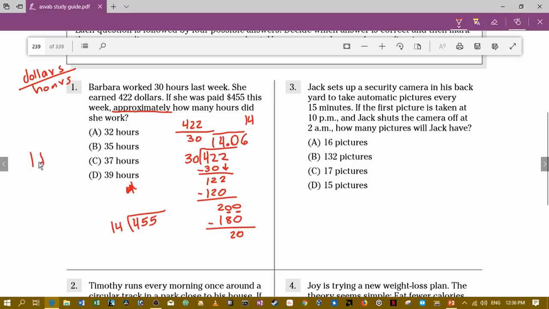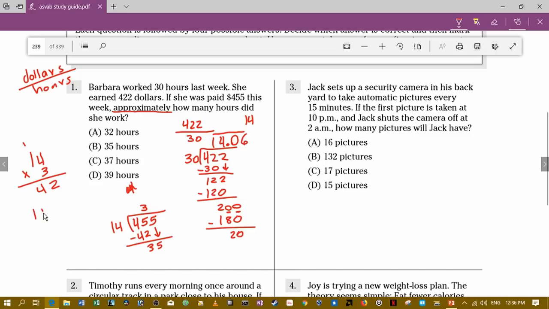So I'm going to do 14 times 3. 4 times 3, of course, is 12. Carry the 1. 3 times 1 is 3, plus 1 is 4. So, again, 14 times 3 is going to be 42. Subtract. 45 minus 42 is 3. Drop down this 5. How many times does 14 go into 35?